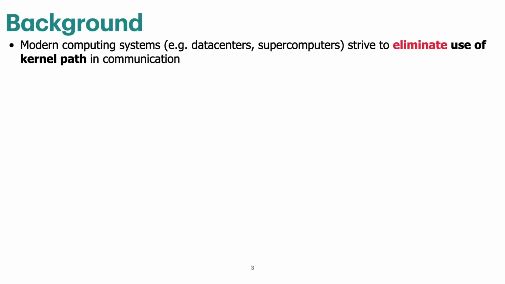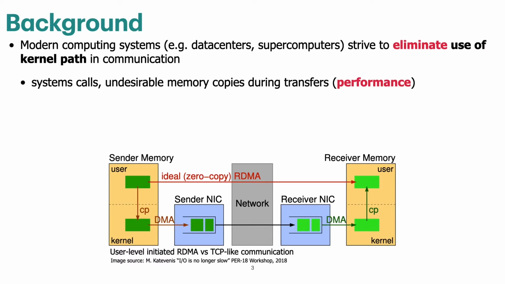Modern computing systems, everything from clusters to heterogeneous accelerator nodes, distributed storage frameworks, key-value stores, data centers, and supercomputers, strive to eliminate the use of the kernel path in communication. This includes system calls and undesirable memory copies during the transfers that degrade the system's performance.